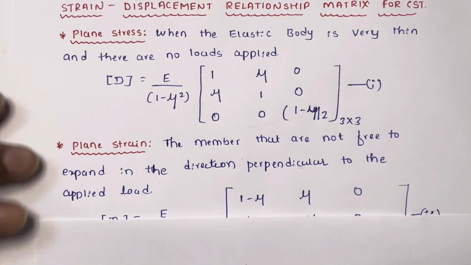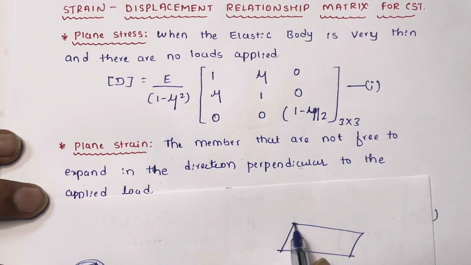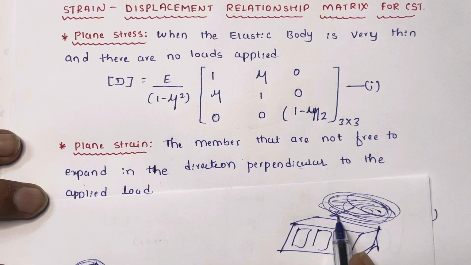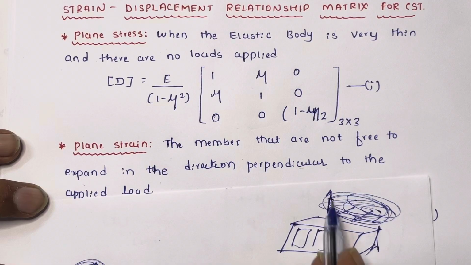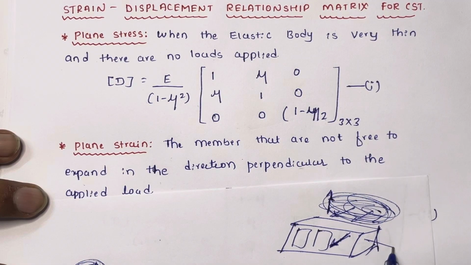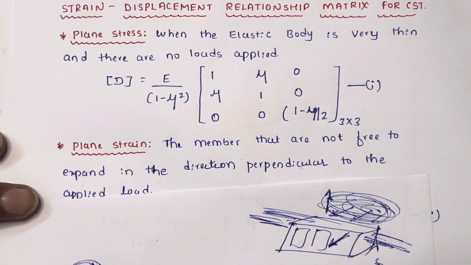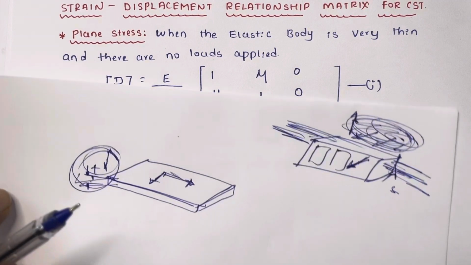Similarly plane strain. Suppose you consider one dam, and these are the gates. Here we have water. If the load is acting like this, we have to consider only the upward direction as well as this forward direction. This side you can extend the dam length. In this direction strain is neglected and we are not going to consider the strain. That is plane strain. Here this is plane stress.